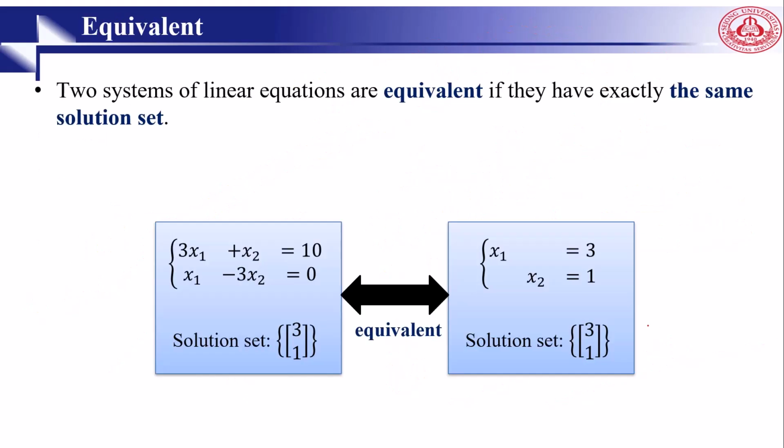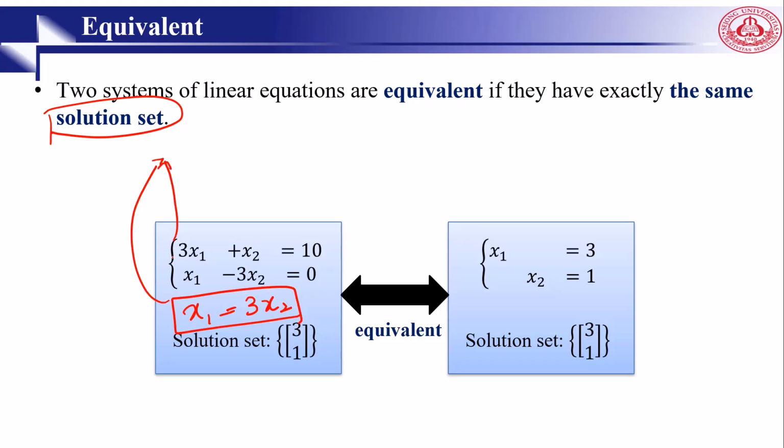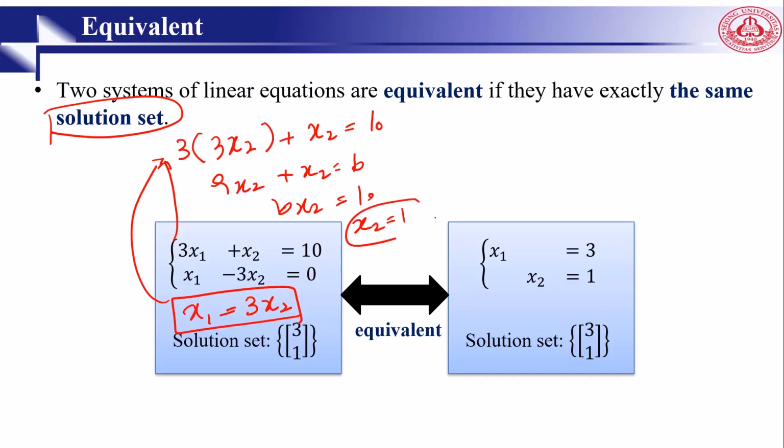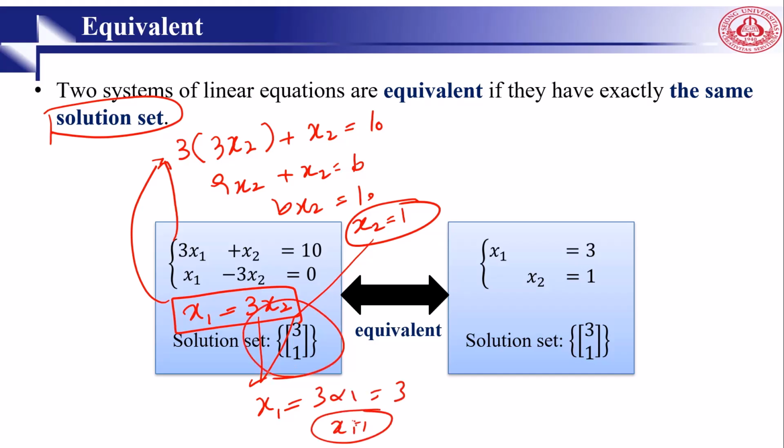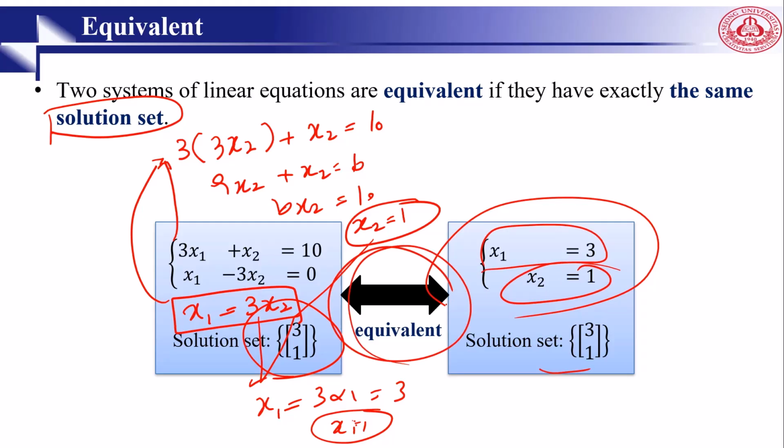We have a concept of equivalence in equations. If two systems of linear equations have the same solution set, then we call them equivalent, right? In this case, if I want to solve this one easily using substitution, I can say x1 is equal to 3x2. Then I can substitute it here: 3 times 3x2 plus x2 is equal to 10, 9x2 plus x2 is equal to 10, 10x2 is equal to 10, x2 is equal to 1, right? Then x1 will be 3 multiplied by 1, which is 3. So x1 is equal to 3, x2 is equal to 1, and in this one also the solution set is the same. So these two are called equivalent systems of linear equations.